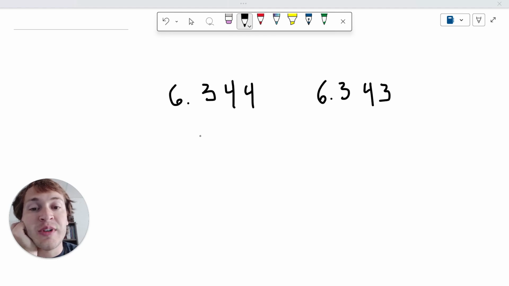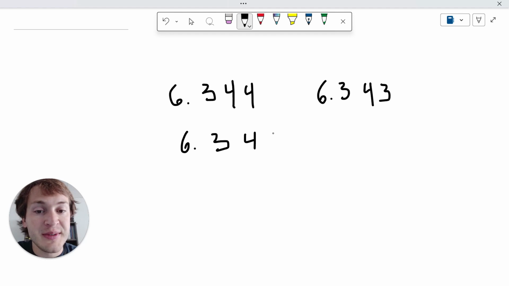Let's try 6.344 and 6.343. All right, so same thing as before. We're going to line these two up by their place values.